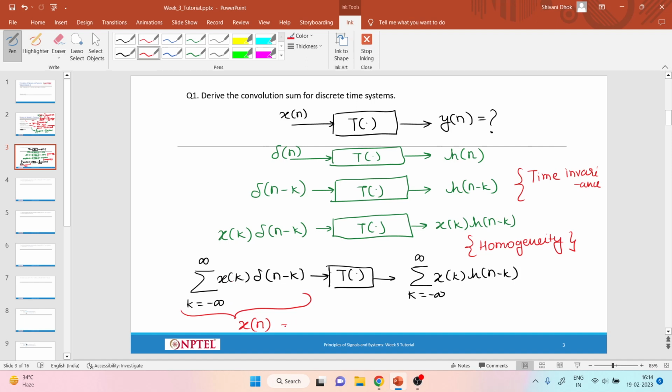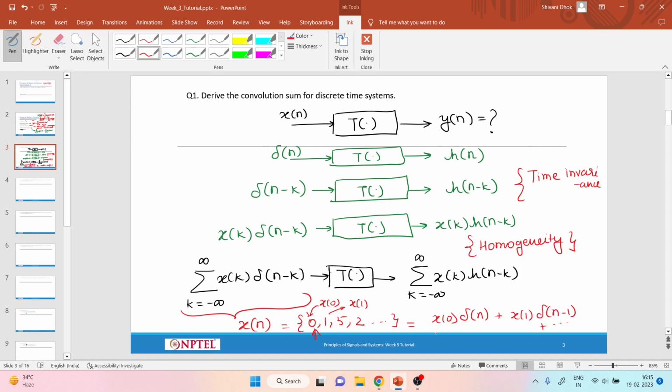So if my x of n is something like this, 0, 1, 5, 2 and so on. So this is starting from, let's say, k equal to 0 and it's 0 otherwise. So let us say 0 for n less than 0. So this is basically my x of 0. This is my x of 1 and so on. So I can represent this as x of 0 into delta of n plus x of 1 into delta of n minus 1 and so on.